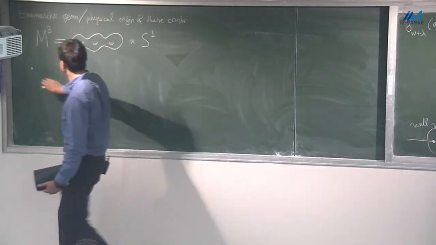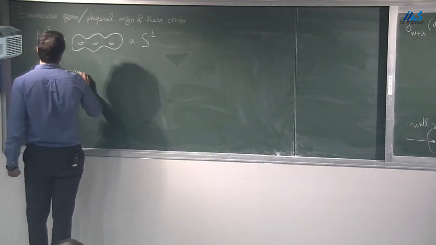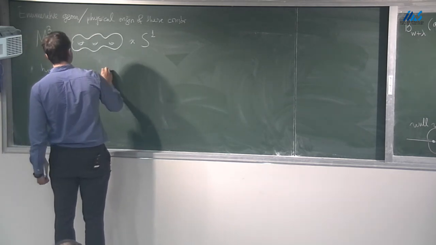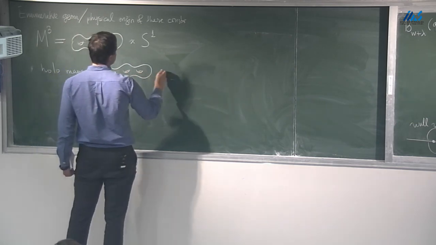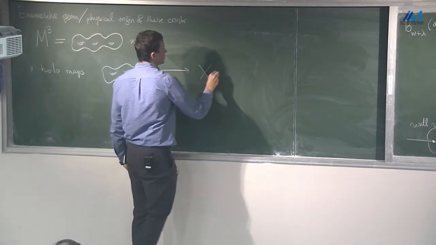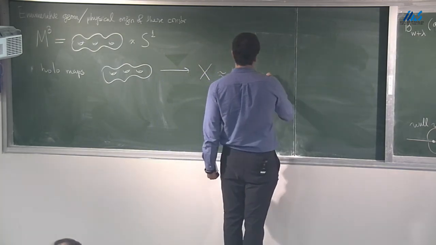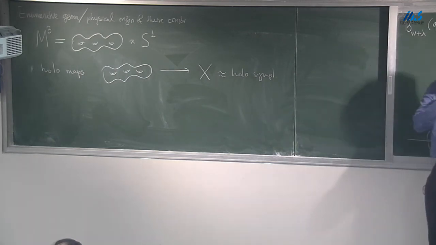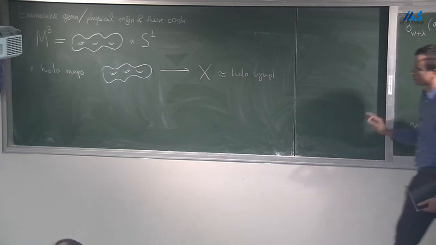So our theory is roughly holomorphic maps from curves to some variety X, which is roughly holomorphic symplectic. Now what you want to get will depend on the conformal structure. Yes, that's right, this is holomorphic.